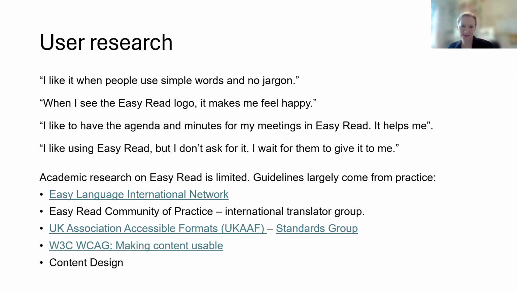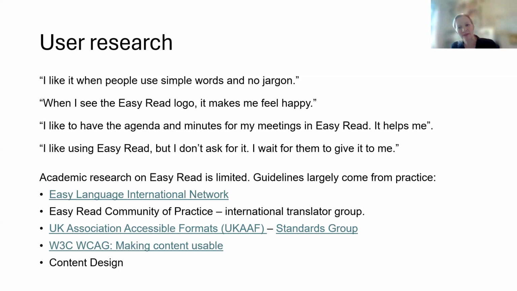And lastly, this is really important to think about in terms of Easy Read and the whole process, and seeing it in place in context. "I like using Easy Read, but I don't ask for it. I wait for them to give it to me." Which is interesting in that you might put a lot of effort into making an Easy Read document, but if it's not thought about how it might be disseminated or given out, or where people might access it, it might not get used. So that's an important aspect.